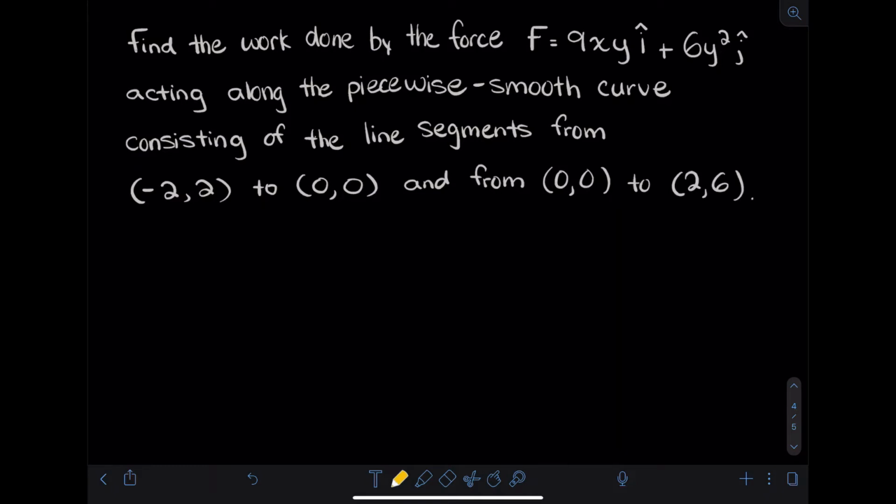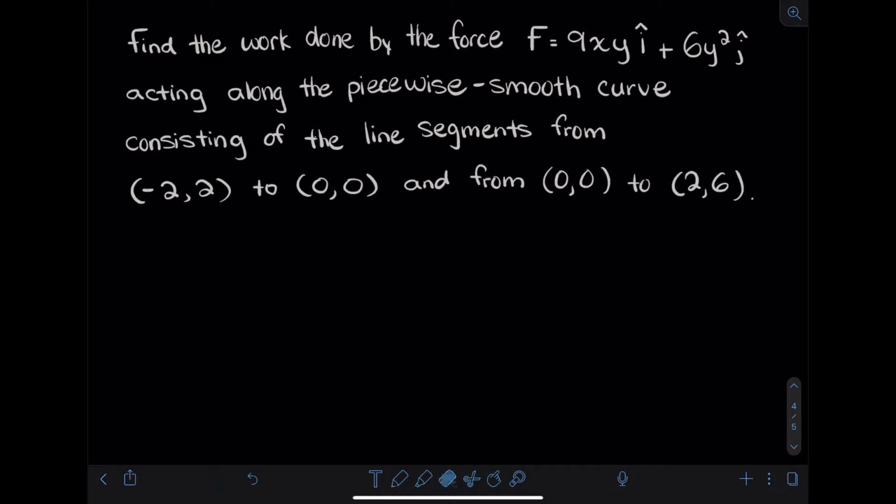In the last video, we were looking at evaluating line integrals of a vector field, which we saw is not all that different from a scalar field. In this video, we want to look at an example of this, and specifically, we want to look at an application type of example where we're considering the work done by some force.